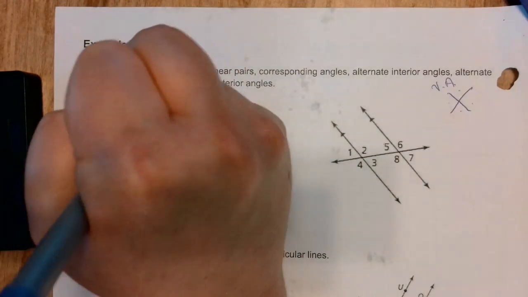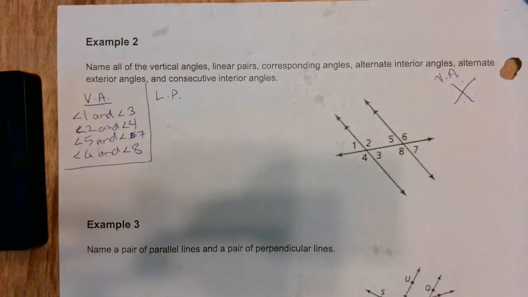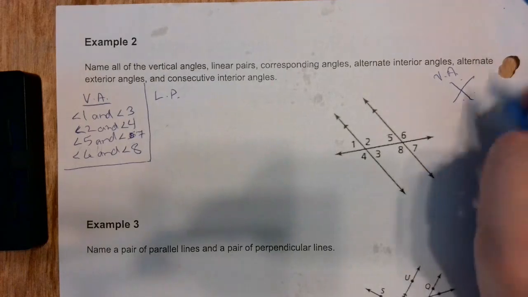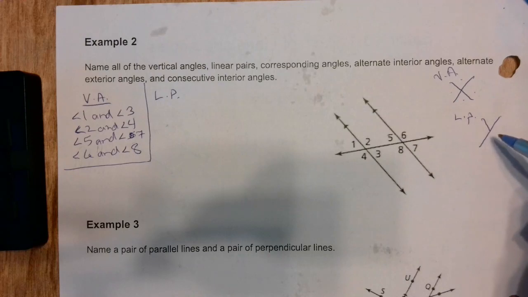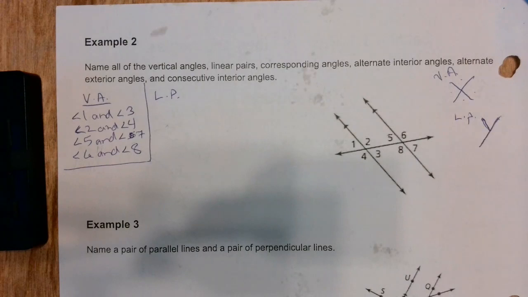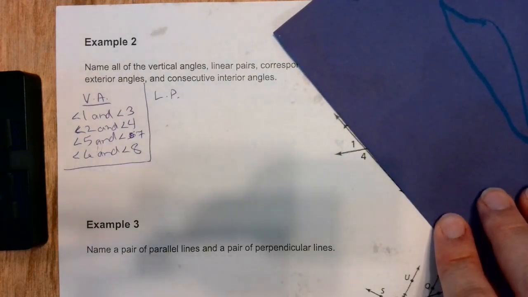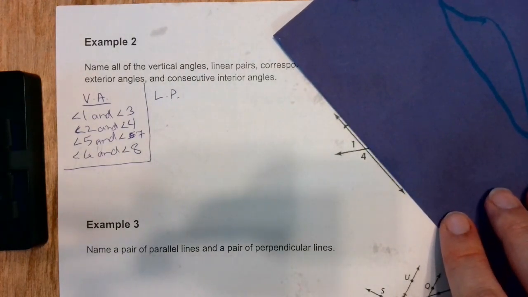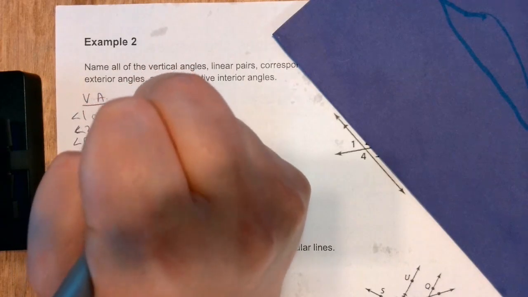Next, linear pair. We call it LP. Linear pair, remember, you're going to be looking for a Y. Things that make a straight line with that little Y stick coming out. Let's see here. Ooh, here's a straight line. Do you see the 1 and the 4? They make a straight line. Right here is your Y. So angle 1 and angle 4.